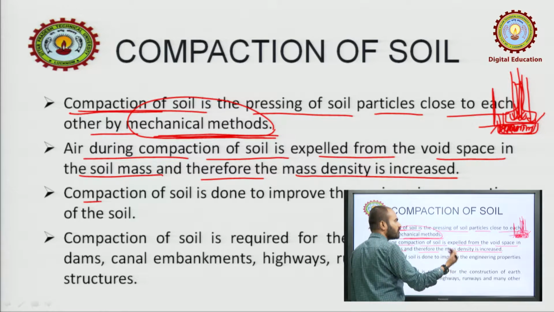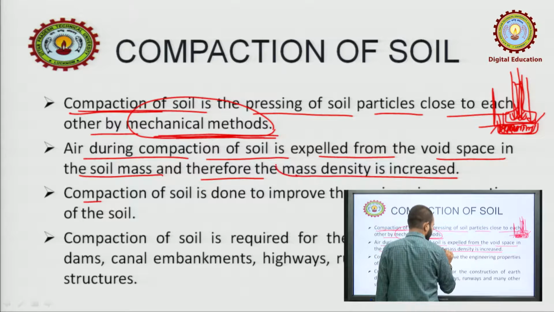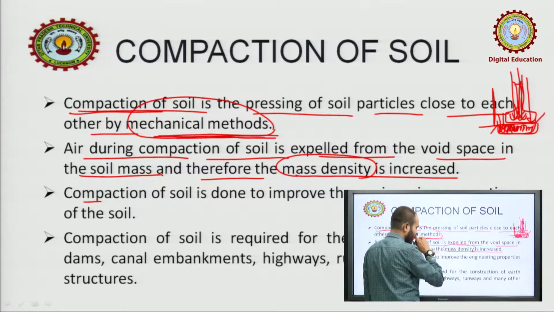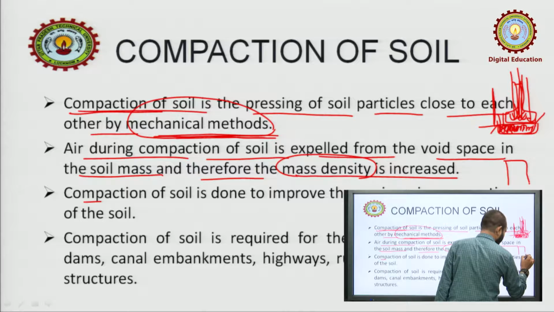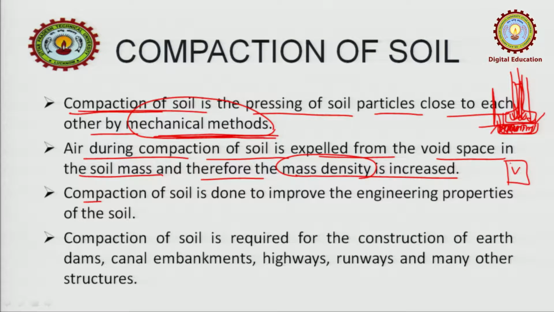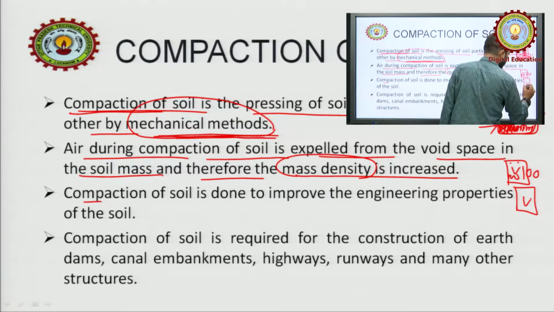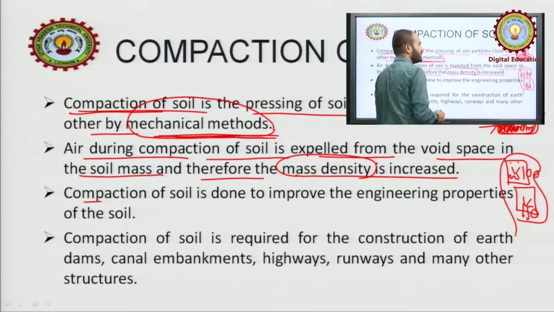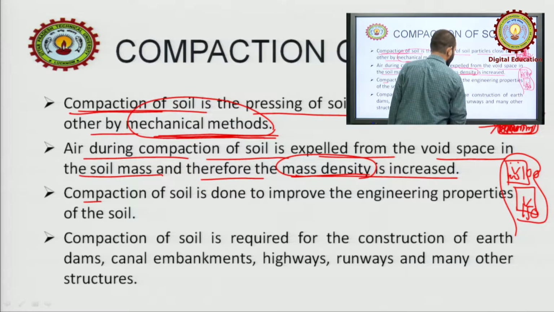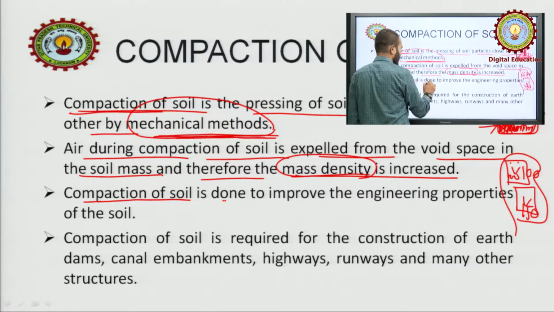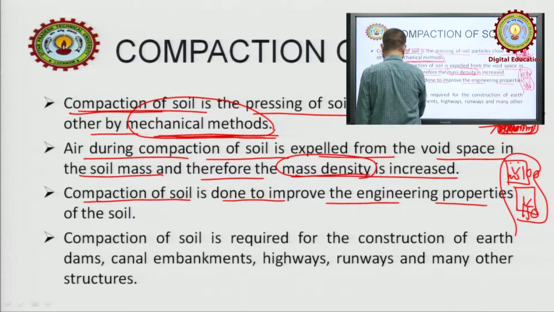What does this mean? Once you compact the soil, obviously the density of the soil will increase, because now in the same volume V, if we had 100 particles before the compaction, then in the same volume V after the compaction, due to the expulsion of air and the particles coming closer together, it may be 150 particles. This means that the density has increased. Compaction of the soil is done to improve the engineering properties such as density.